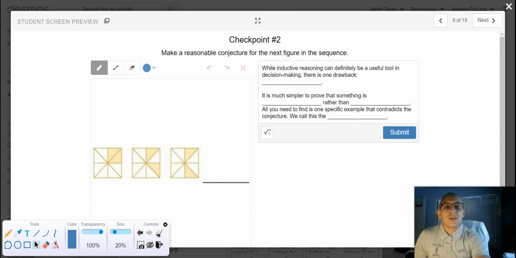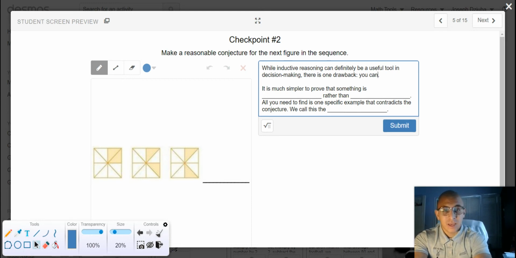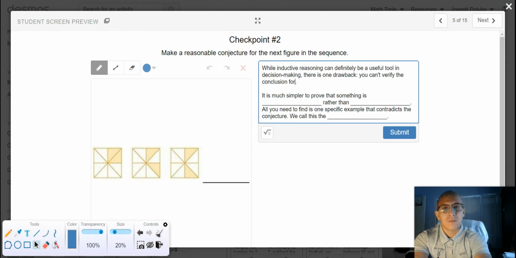And as I had just mentioned, while inductive reasoning can definitely be a useful tool in decision making, we need to rely on our intuition oftentimes in life. It's kind of how we make decisions. There's one drawback, and the biggest drawback is you can't verify the conclusion for every possible outcome.